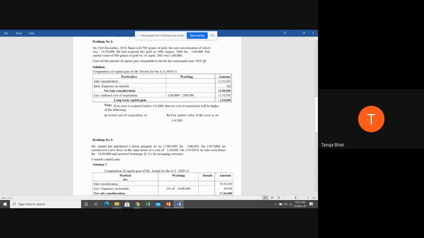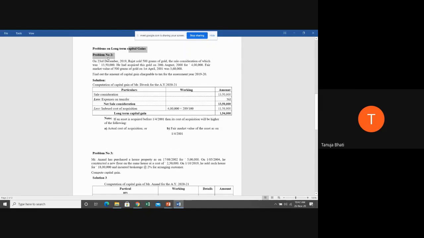Sorry, students, it is 2020-2021. Okay. Now, students, tell me, he has sold the asset in 2019. Okay. And he had acquired it on 20th August 2000. Okay, students? Yes, ma'am. Okay. So is this the treatment? Should we give the treatment for assets acquired before 1/4/2001? Should that treatment be given? Yes. Why? Because the asset is acquired before 1/4/2001. Asset is acquired on 20th August 2000.